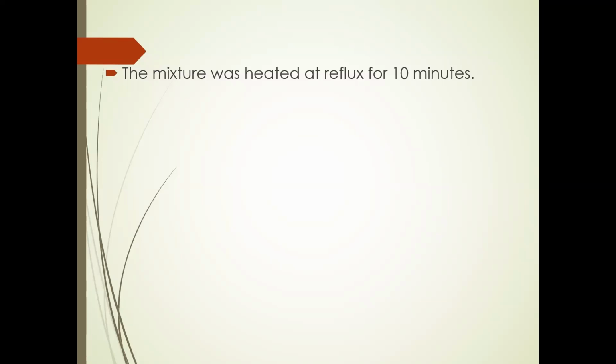So for example, it's sufficient to simply say the mixture was heated at reflux for 10 minutes. You don't need to give more information about that. You don't need to mention that you had a condenser or that you used a heating mantle. We assume a person knows how to heat a reaction. We assume that they know what a reflux is and they can assemble that equipment on their own.